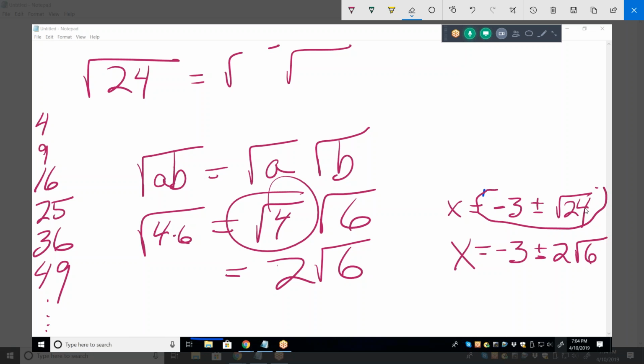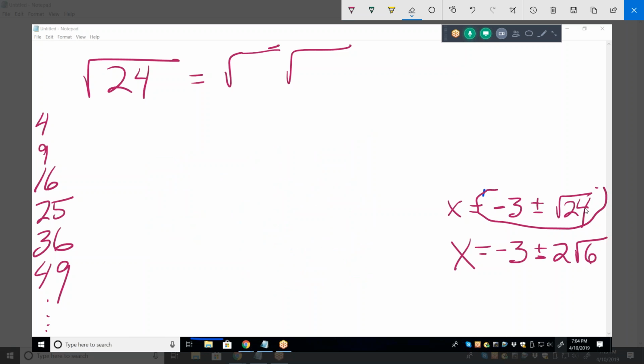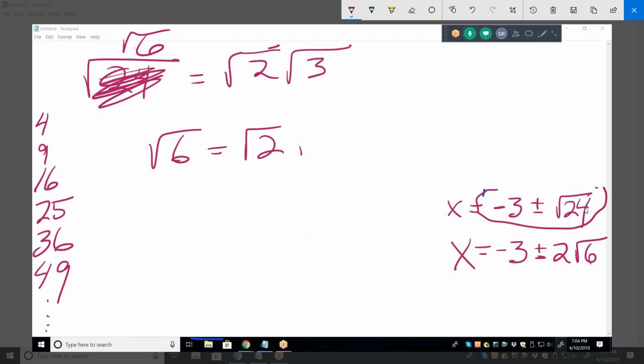Think of factors of 6. Well, 3 and 2. However, are they perfect square numbers? Are either of those a perfect square number, 2 or 3? No. So we don't do it. In other words, we never do this. The only time we break it down is if I can find a perfect square.